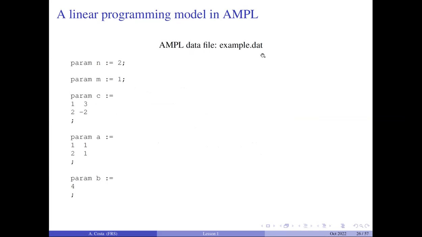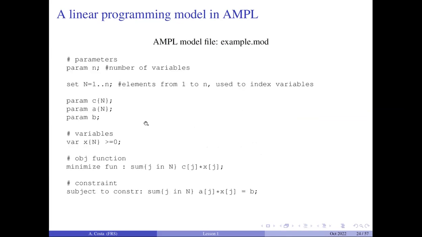What about the data file? Because here you see there are no numbers. We tell AMPL we have a parameter C, A, B, but I'm not telling AMPL the numbers, or N.